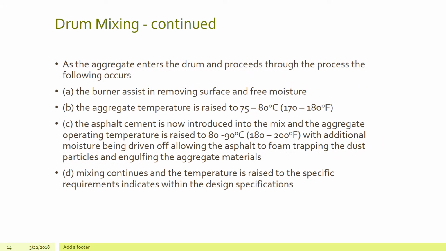As the aggregate enters the drum and proceeds through the process, the following occurs. The first thing is the burner assists in removing surface and free moisture. Very important. The second thing is the aggregate temperature is raised from 170 to 180 degrees Fahrenheit. When this happens, the asphalt cement is introduced into the mix, and the operating temperature is raised from 180 to 200 degrees Fahrenheit, with additional moisture being driven off, allowing the asphalt to foam, trapping the dust particles and engulfing the aggregate materials. Mixing continues and the temperature is raised to the specific requirement indicated within the design specifications.